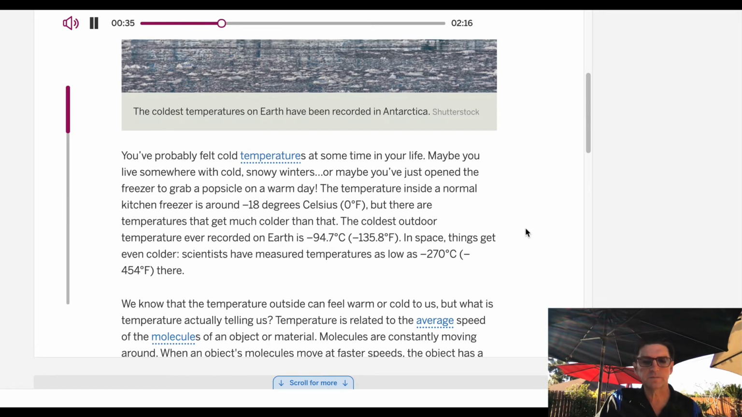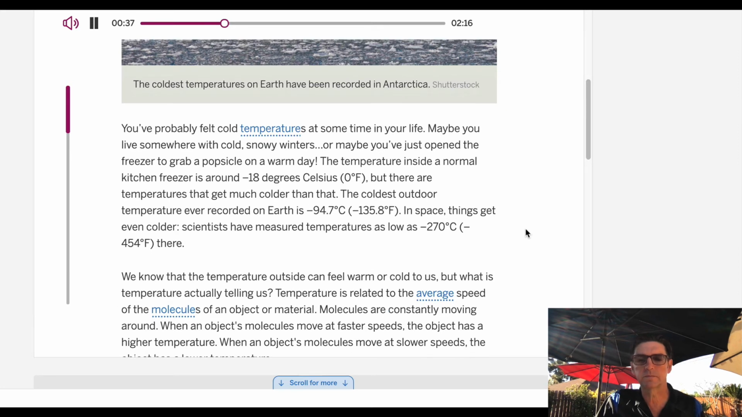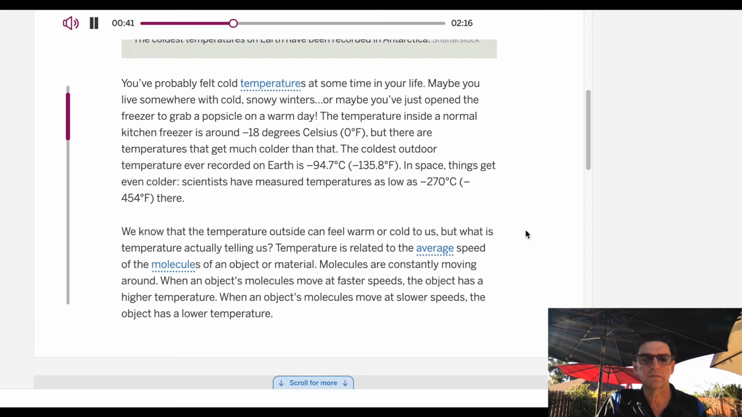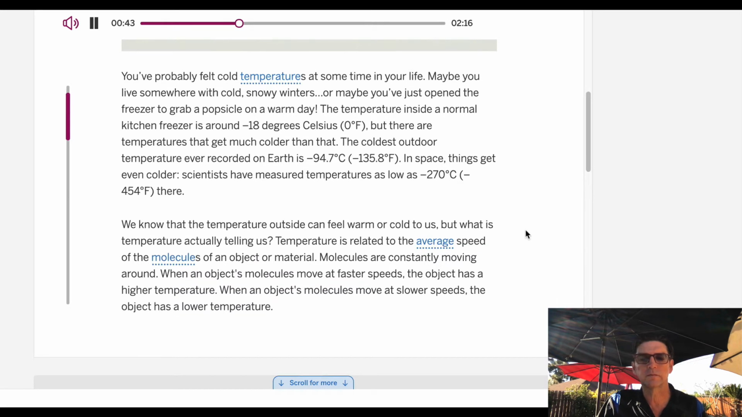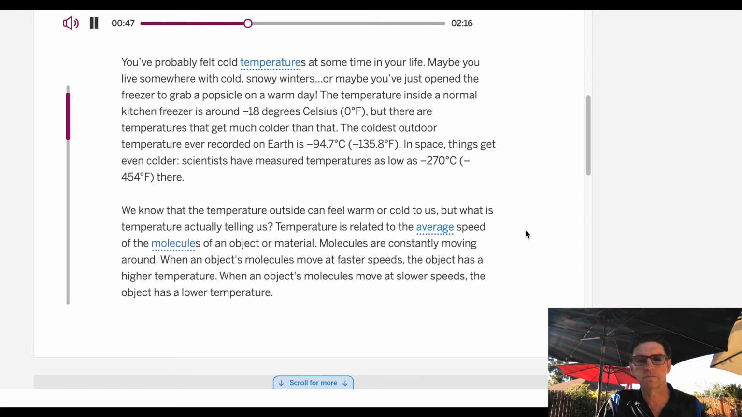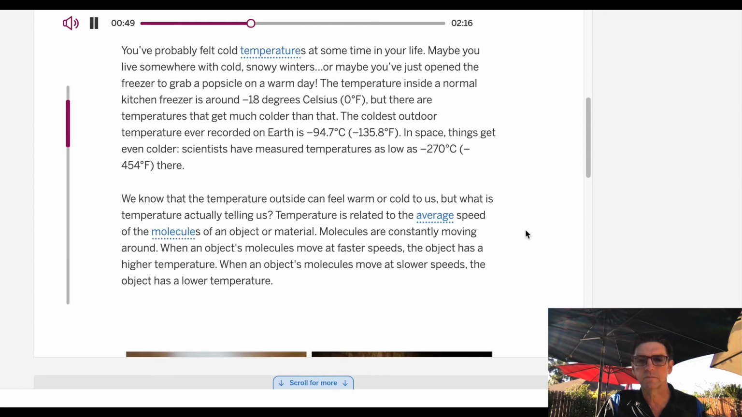In space, things get even colder. Scientists have measured temperatures as low as negative 270 degrees Celsius, negative 454 degrees Fahrenheit there. We know that the temperature outside can feel warm or cold to us.